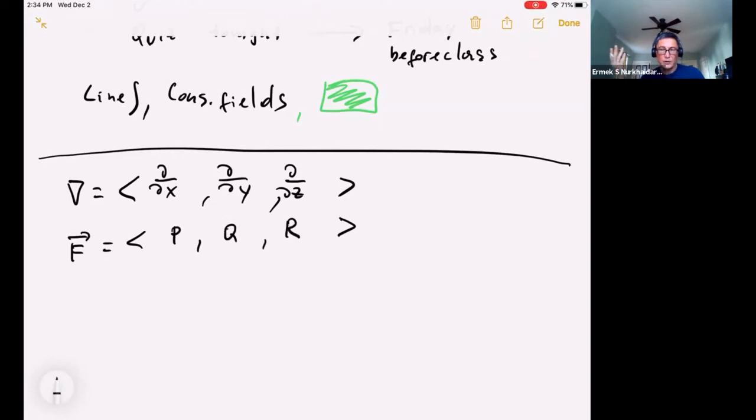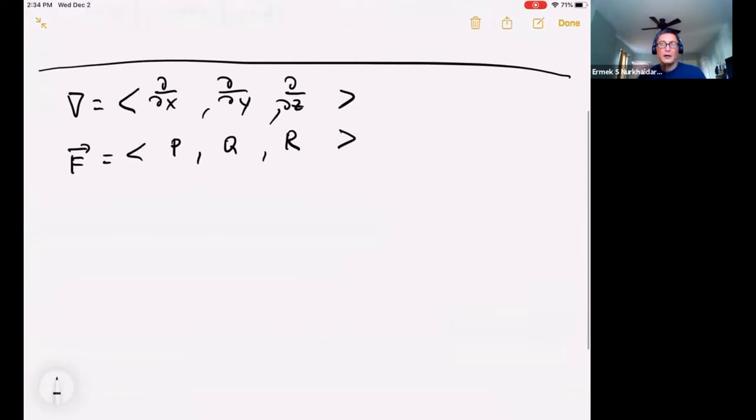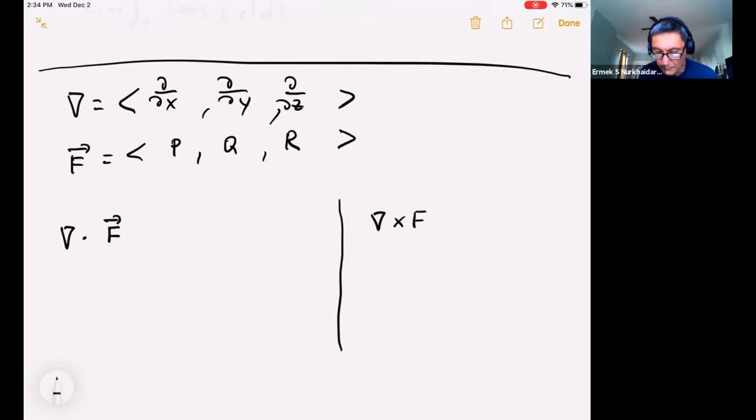And when we have two vectors, we can multiply them, right? There are two types of multiplication. There is dot multiplication and there is cross multiplication. So we can potentially take the dot product and we can potentially take the cross product. Those are two potentials.